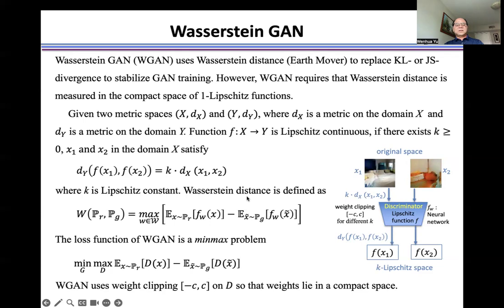Wasserstein distance is defined as a maximum difference between two expectations. The loss function of WGAN is a minimum-maximum problem. WGAN uses weight clipping from minus C to C on the discriminator D so that weights lie in a compact space.